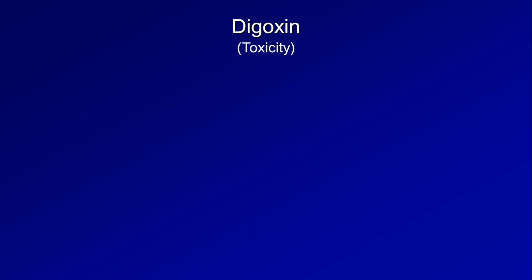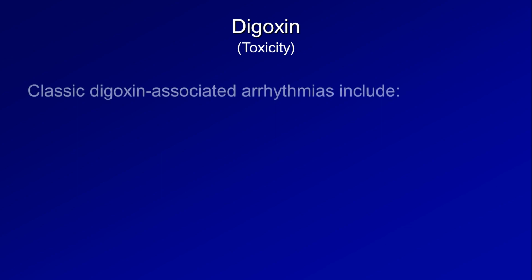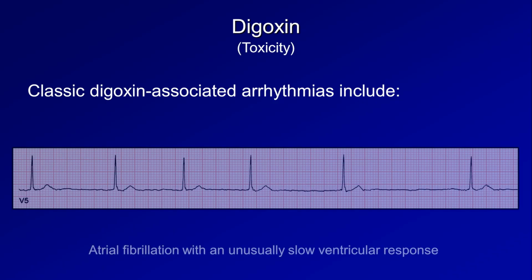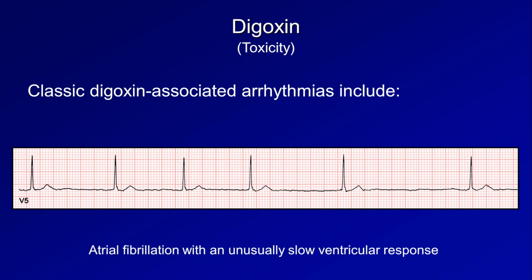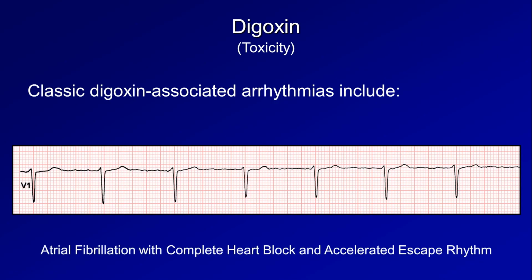Digoxin toxicity is associated with almost every arrhythmia, but there are several which have a particularly strong association. In other words, if you see any of the following rhythms in a patient known to be on digoxin, you should immediately suspect dig toxicity. First are two that are associated with AV block from excessive vagal tone: atrial fibrillation with an unusually slow ventricular response, and AFib with complete heart block and an accelerated escape rhythm.